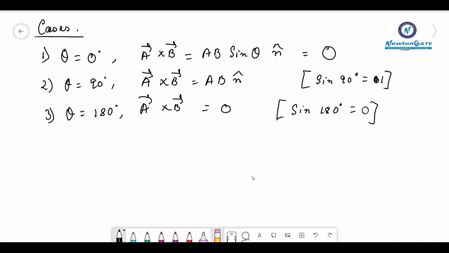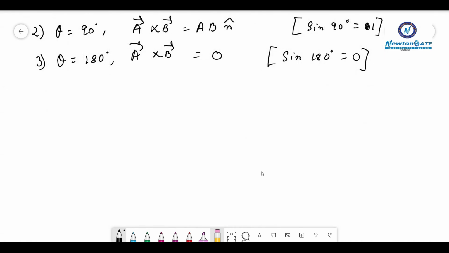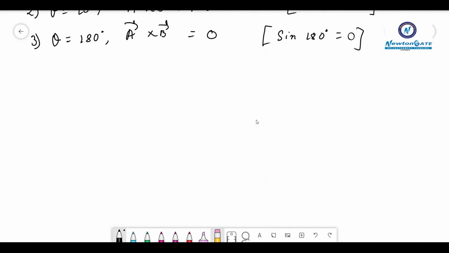Now let us see for unit vectors. What will it be for unit vectors?